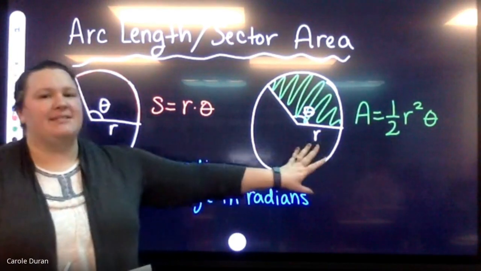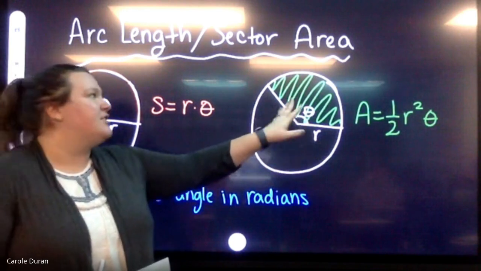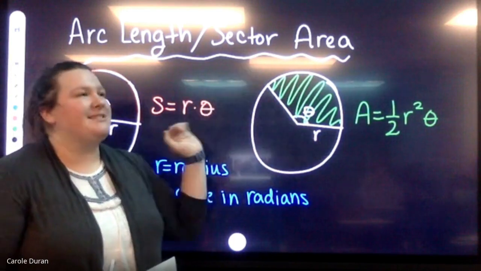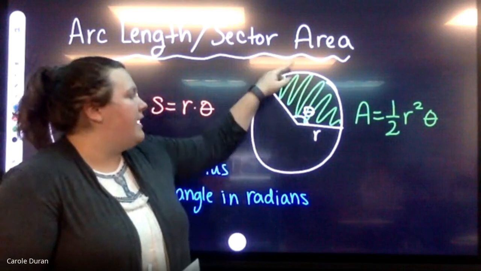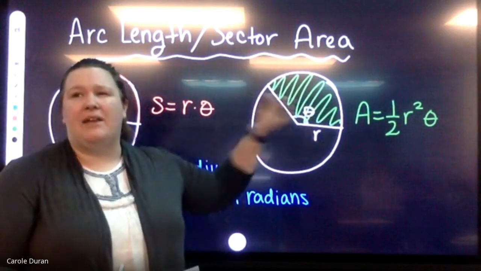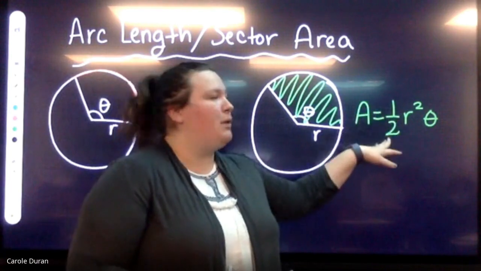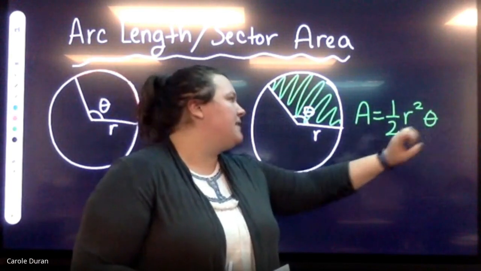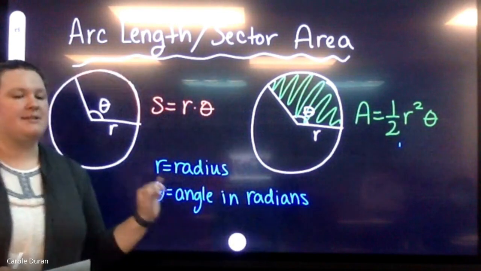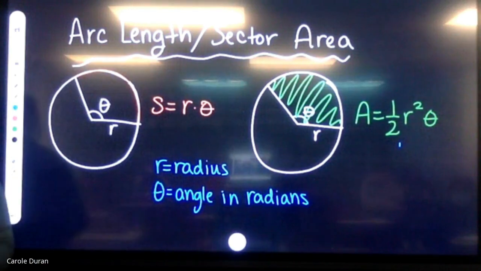Our second thing that we're working with today is called sector area. So that is the same thing, looking at an angle. It is the area of the slice made by that angle theta. The formula for this one is area equals 1/2 r squared times theta, where r is still your radius and theta is still your angle in radians.